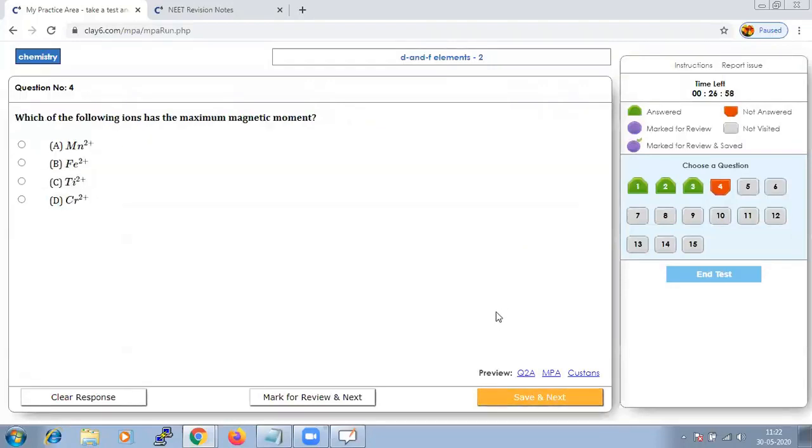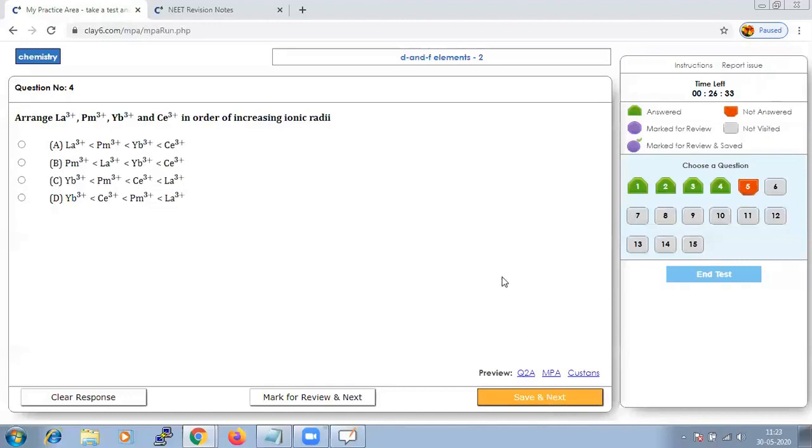Which of the following ions has maximum magnetic moment? So the ion which has the maximum number of unpaired electrons will have the maximum magnetic moment. So of course from the given options we could say that manganese will have the maximum unpaired electrons, hence that will have the maximum magnetic moment. So let us save that and go to next.